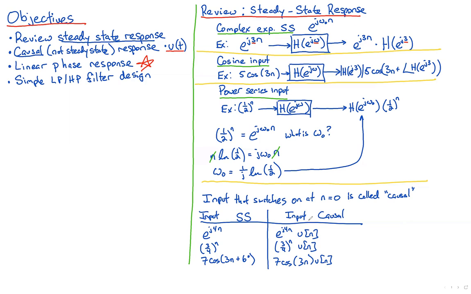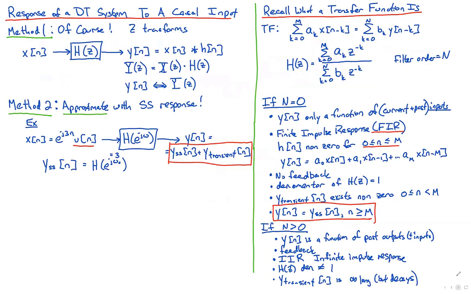We said that an input that switches on at n equals 0, and that is 0 before n equals 0, is a causal input. And unfortunately, everything that we studied last class with steady state responses only works for non-causal inputs, for inputs that have been on forever. So how do we make those results work for causal inputs like we see in the real world? Well, we can always just ignore what we did last class and just do Z transforms. So if we do Z transforms, we get the exact response.